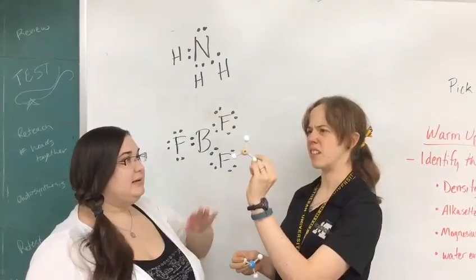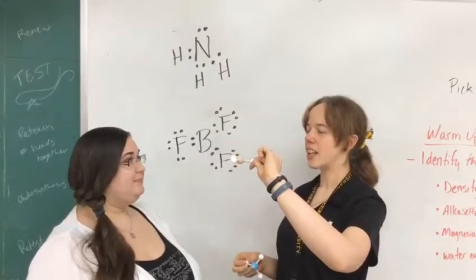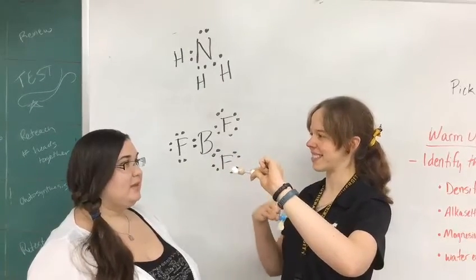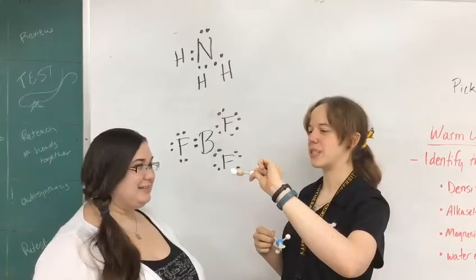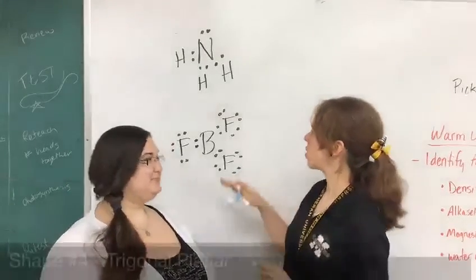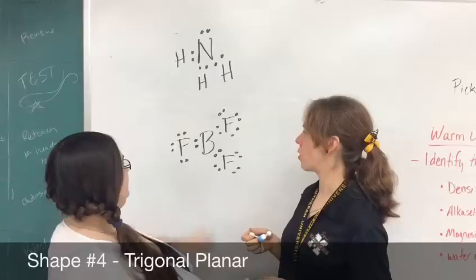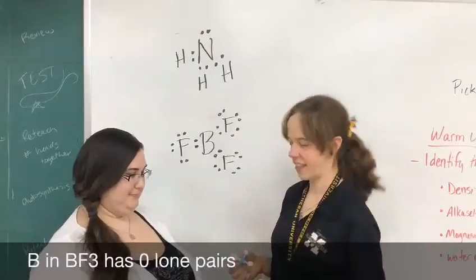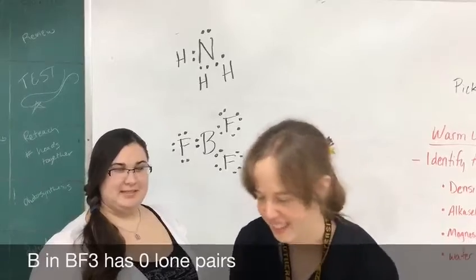All right. So this is also trigonal, but what's happened to this one? It's flat. And so in math, we learned that things that are all in the same flatness are on a plane, so it's trigonal planar. And so B doesn't have any lone pairs. It's just flat, like a plane. Not this kind of plane.